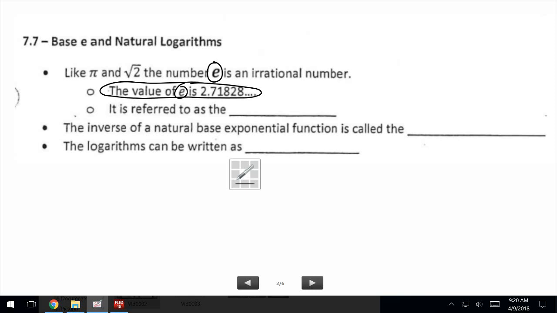Which is 3.14. Everybody go so far? We are learning base E today, which is 2.71828. Are we okay with that so far?